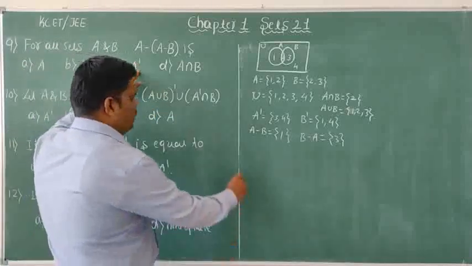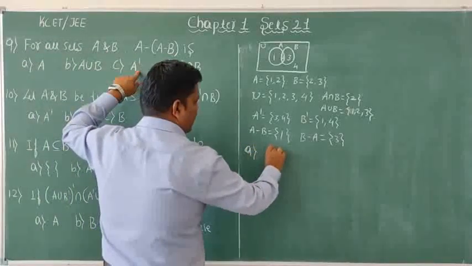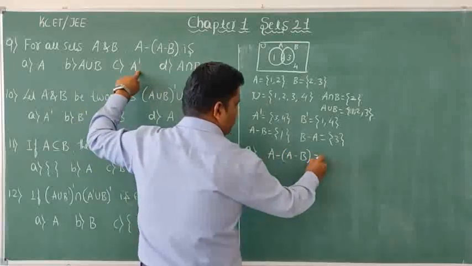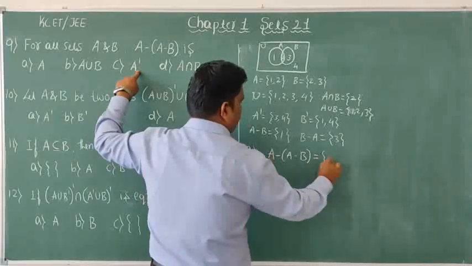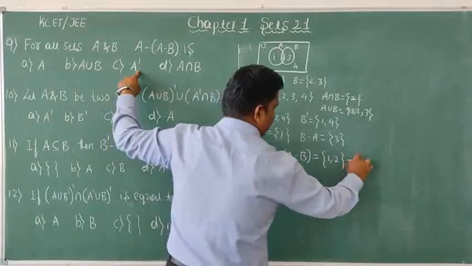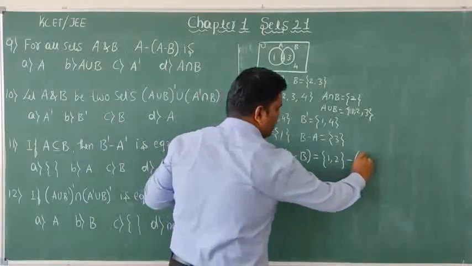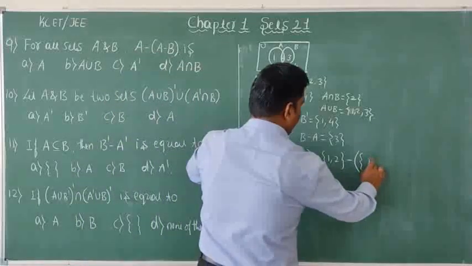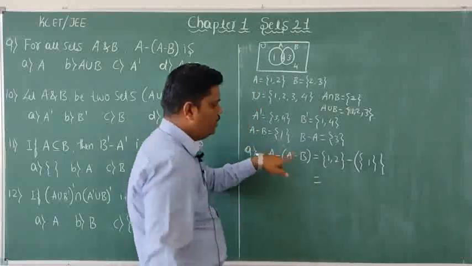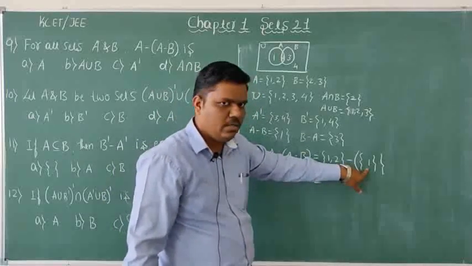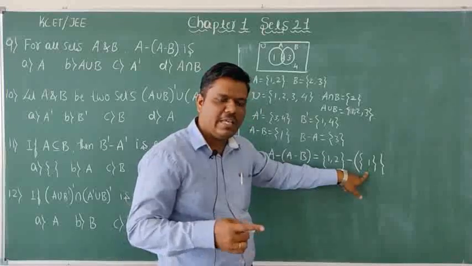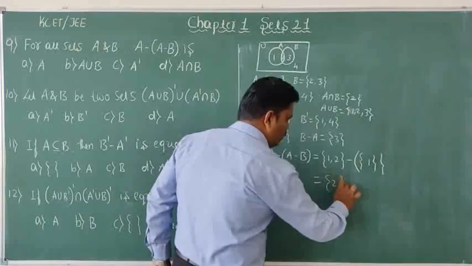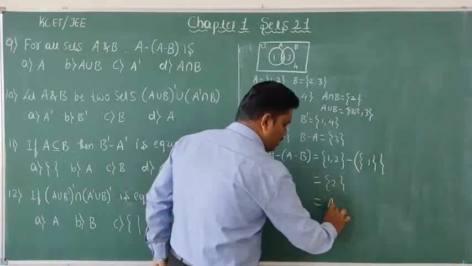So next, question number 9. Set A is equal to {1, 2}. A minus (A minus B) is equal to the singleton {1}. That's equal to {1, 2} minus {1}. Set A minus set B means all the elements of set A present in A but not in B. So only 2 is nothing but A intersection B.